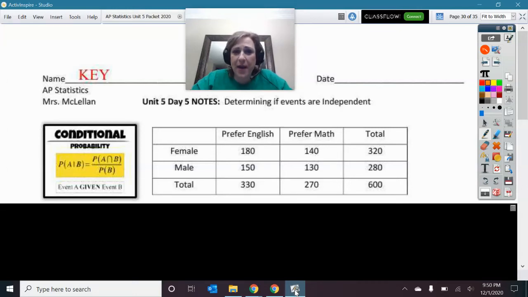All right, let's talk about how to determine if events are independent. Now, we have done this earlier in the year, okay? And so we also know what our quality is that is needed to be independent. So let's talk through that as we develop essentially a formula that you need to know if things are independent.